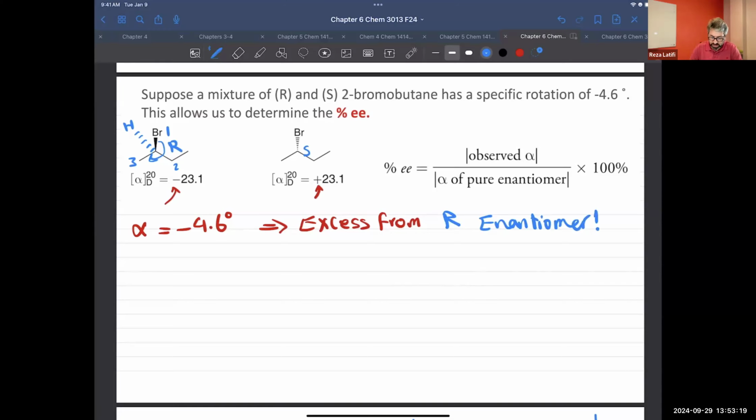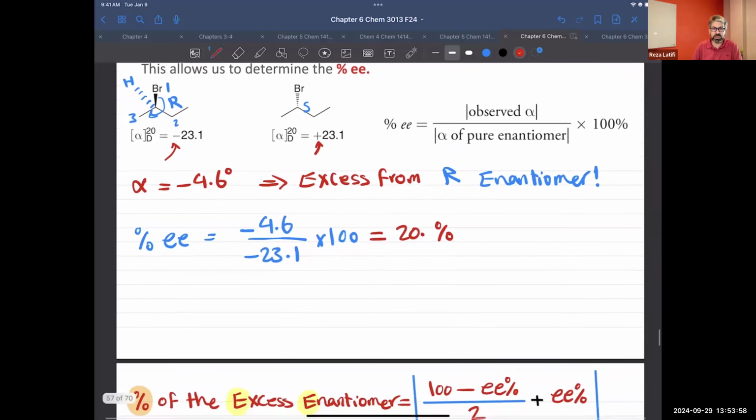We good? Okay, so let's calculate the percentage. The observed one, we got minus 4.6, divided by minus 23.1, because the percentage needs to be positive, so I divide by the negative number. Or you can use the absolute value for both of them. And then you multiply this by 100. So 4.6 divided by 23.1, if I stick with 2 sig figs, will be 20%. Okay, 20%, I got the enantiomeric excess.